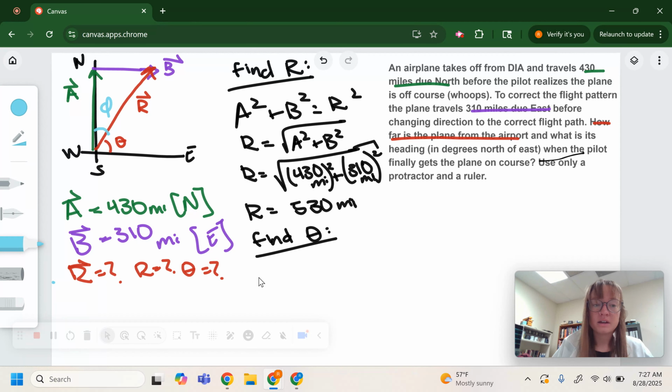If you wanted to find phi, you could use inverse tangent. The reason why we use inverse tangent is because then we're looking at vector B, which is the opposite, and vector A, which is the adjacent. And here, I'll write this down for you. Tangent of phi would equal B over A. So then phi would equal the inverse tangent of B over A.